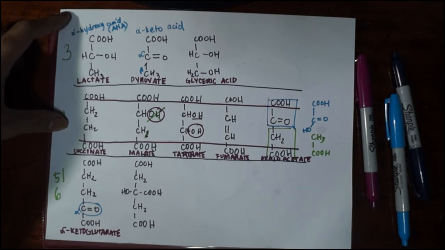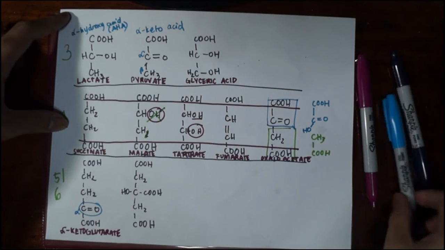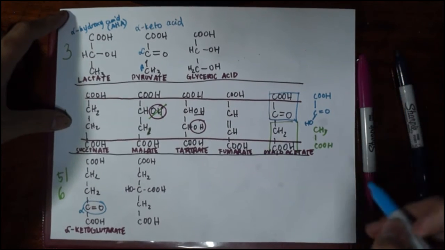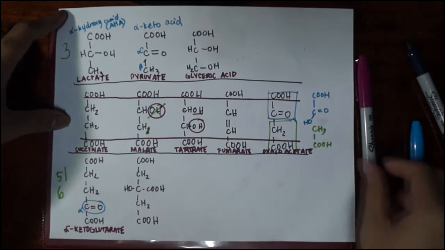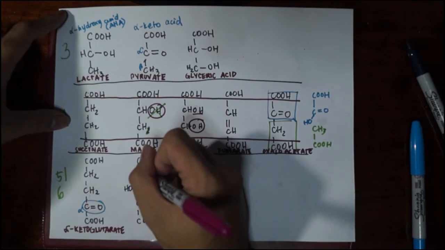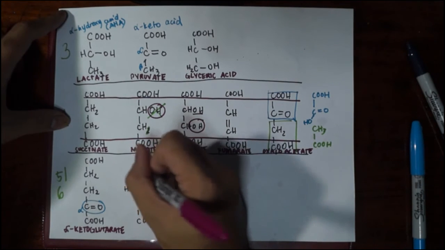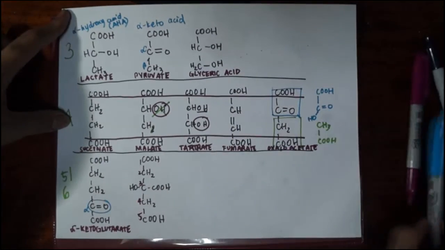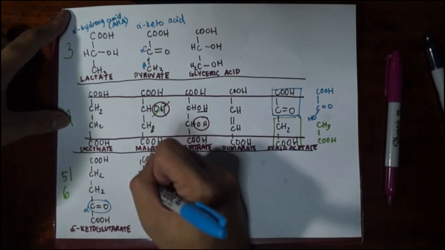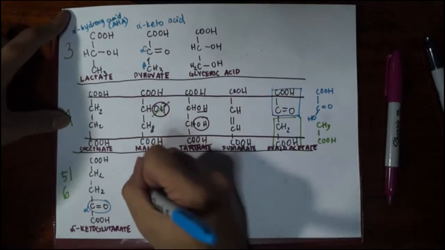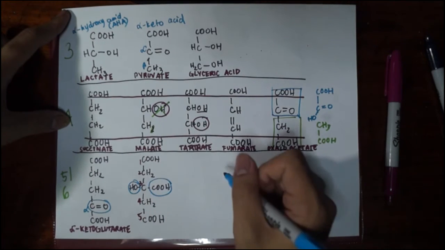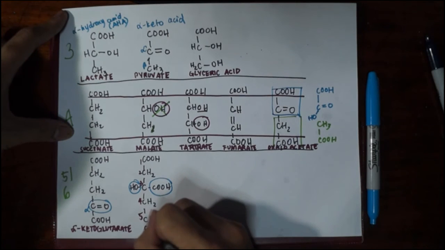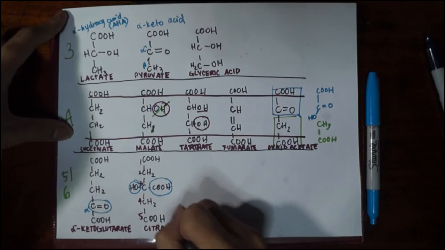Now, if we have 6 carbons, it's either of the two. The more common is this one, where the middle carbon, this is a straight chain 5 carbon compound. In carbon number 3, you will find 2 substituents, a hydroxyl and a COOH. So if we have 2 substituents on carbon number 3, automatically, that is citrate.